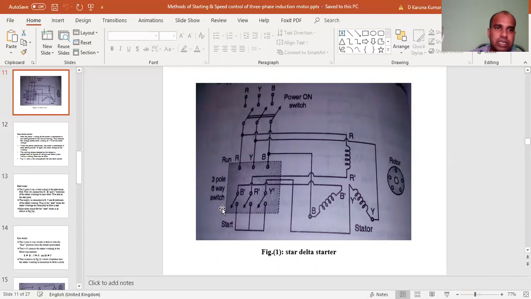The 3-pole 6-way switch is kept in the start mode at first, and this connects the RYB terminals of the starter winding to each other. This acts as the star point. The supply is connected to the RYB terminals of the starter winding. Thus, in the start mode, the starter windings are connected in star. The equivalent circuit of the start mode is as in this diagram.